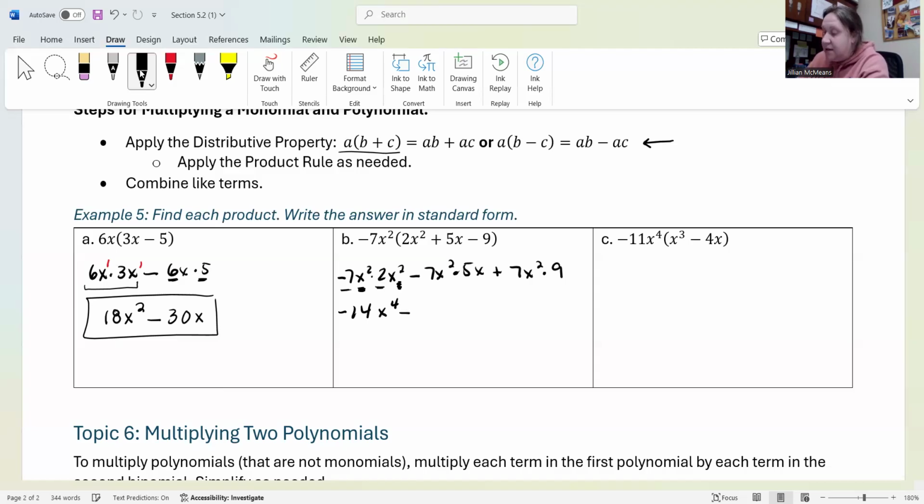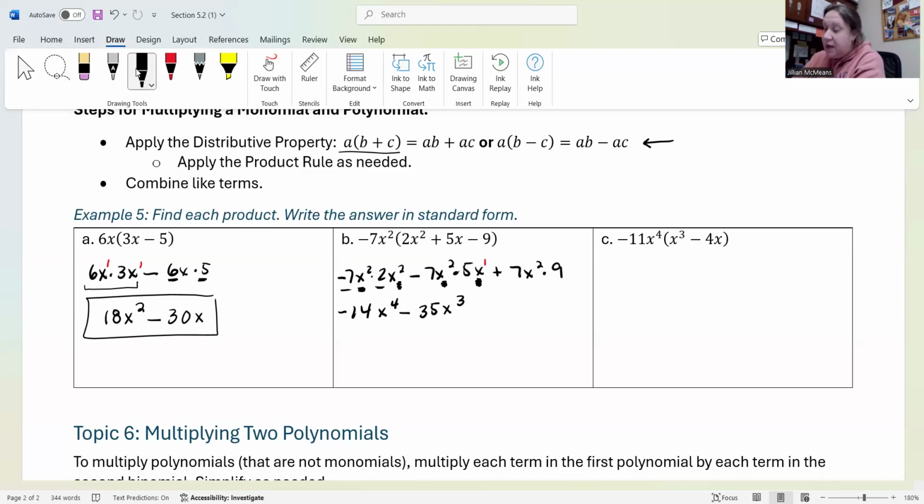Now I've got minus, and I need to look at that second term in the middle. Well, I need to multiply my 7 and my 5. So 7 times 5 is 35. And then I do have x factors that need to be multiplied or combined. So I'm going to have a product rule there. That's x squared times x. Remember, there's an exponent of 1 right here. So I keep my base, which is x. I add my exponents. 2 plus 1 is 3.